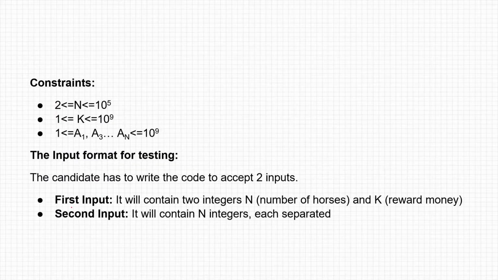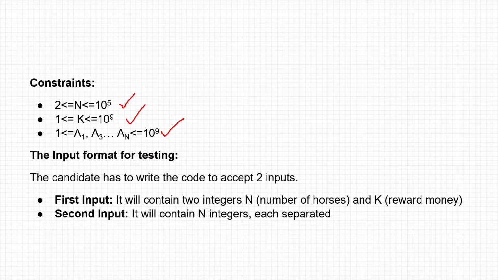And then coming to the constraint part, the number of horses should not be less than 2 and should not exceed 10 to the power 5. That is 1 lakh horses, he can't bet on more than 1 lakh horses. The second one, the k value, the betting amount, should not exceed 10 to the power 9. So a of 1, a of 2, up to a of n, the array elements should not exceed 10 to the power 9.